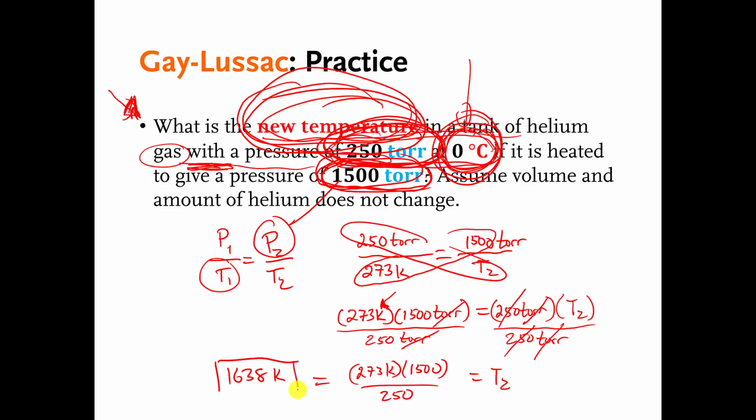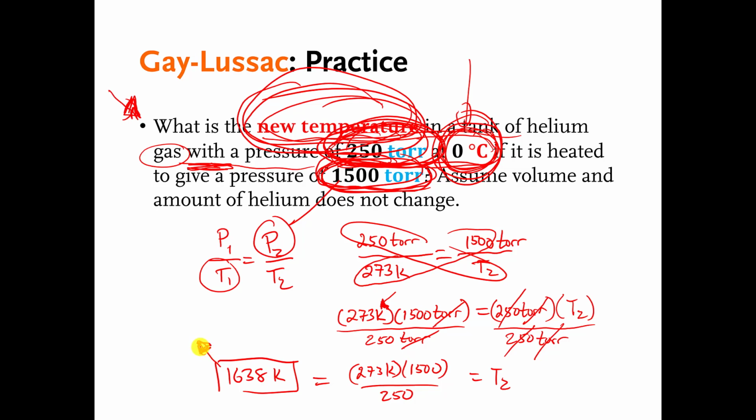That's the temperature that we have to heat the gas up to inside of the container to make the pressure go from 250 torr to 1500 torr. Now, I want to point out a couple of things. First of all, I said that when you do these kinds of gas calculations, you have to convert your temperatures to Kelvin to do the calculation.